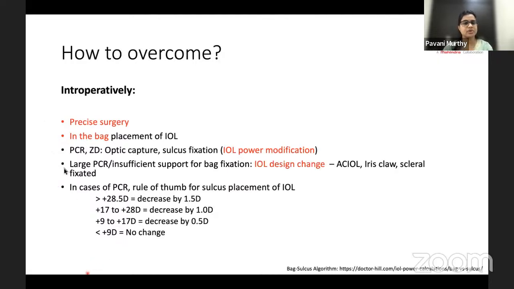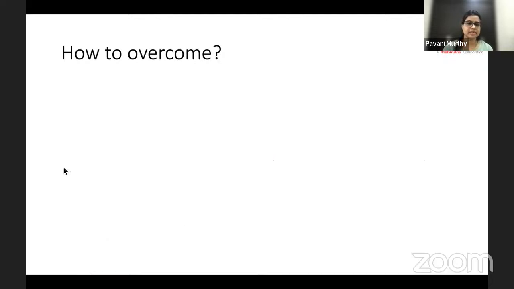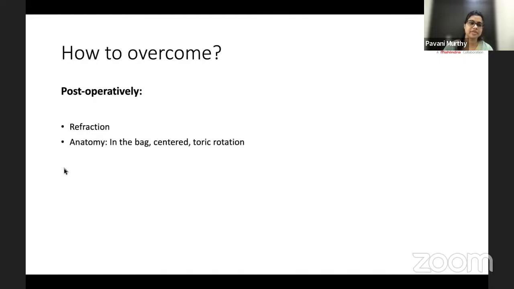In cases where the zonular support or the back support is not good and you're planning to change the IOL design, like an AC IOL or iris claw lens or a scleral fixated IOL, calculate the IOL power accordingly using the correct A constants. Post-operatively, do a correct refraction to find out the residual number, if any.